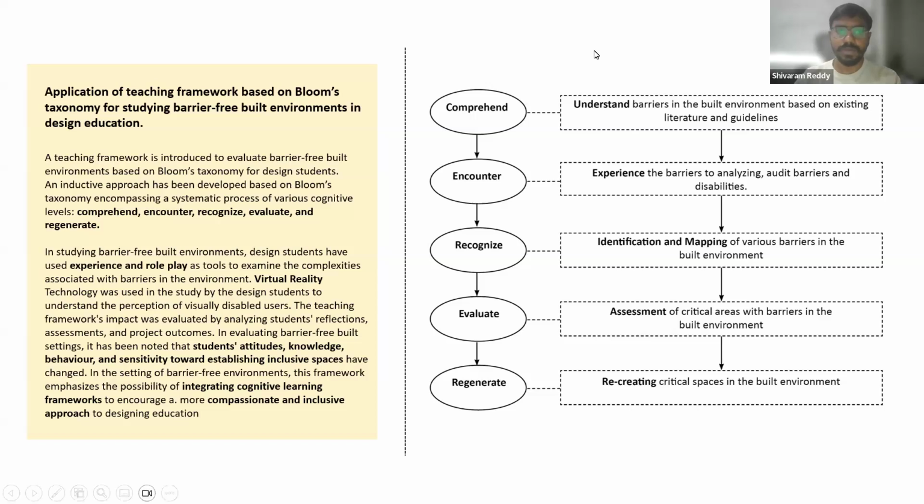So let us jump through the framework that we have tried to use in our classrooms. It has been derived from Benjamin Bloom's five-step model. Basically, how Benjamin Bloom in the 1950s talked about the five-step model to evaluate the output from the students, which can be applied in this framework now. So if you see carefully, it will start with comprehending, to encounter, to recognize, evaluate, and regenerate. These are all the five steps that we have used.